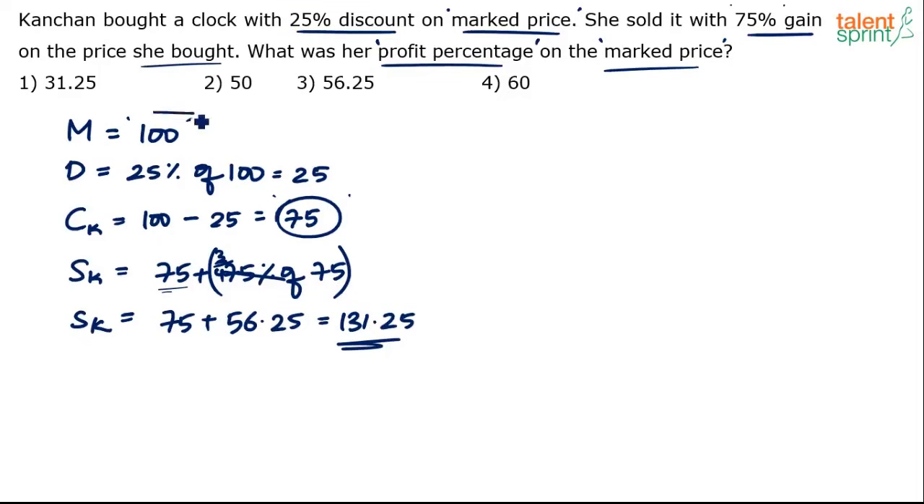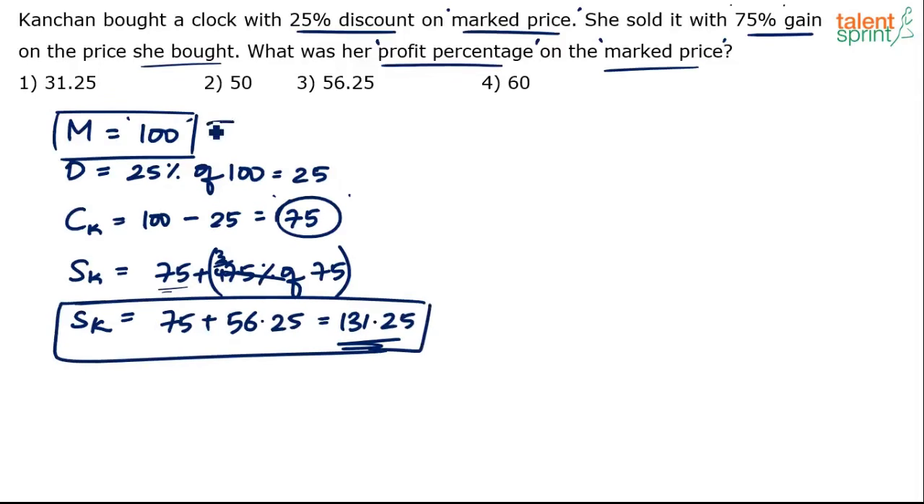Remember, the marked price was 100 rupees. Kanchan sold it for 131.25 rupees. So with respect to the marked price, how much is the profit? Simple. With respect to 100 rupees, this is 31.25% profit. I don't have to put the formula there, right? The base is 100. The price that you have sold it for is 131.25, which means the profit that you have made is 31.25 rupees on 100 rupees. Now 31.25 rupees on 100 rupees is 31.25%. So option 1 is the answer.